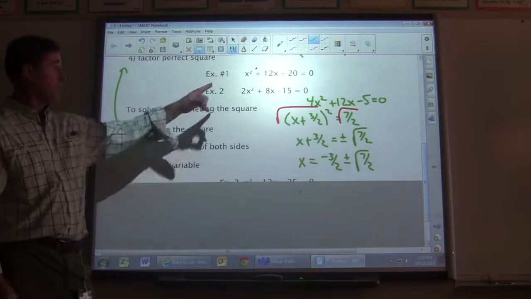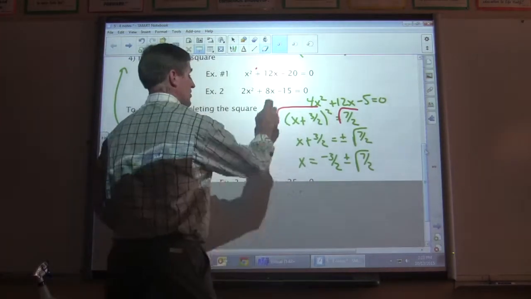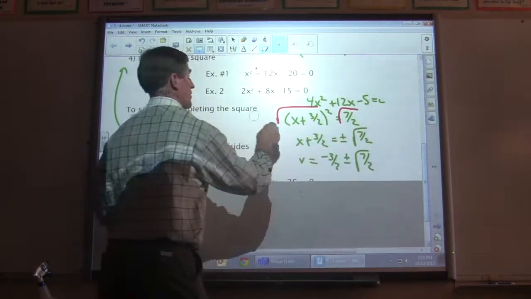So let's go through 2 more problems. These would go on your paper, your half sheet that you turn in with your objectives.